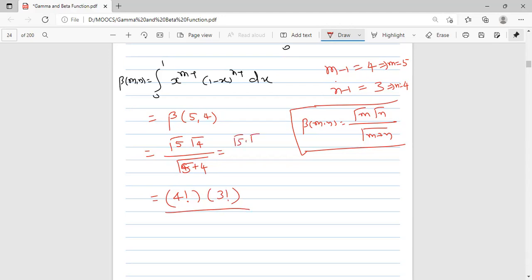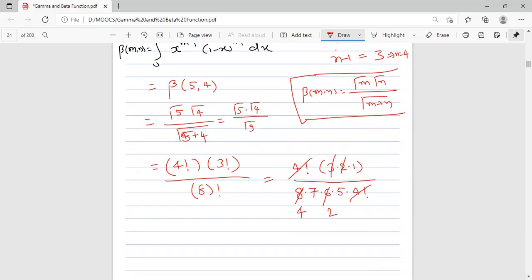Gamma 5, gamma 4, divided by gamma 9. Gamma 9 means 8 factorial. This is 4 factorial, 3 factorial divided by 8 factorial. Now 3 factorial means 3 into 2 into 1, whole divided by 8 factorial, which is 8 into 7 into 6 into 5 into 4 factorial. The 4 factorial cancels. Here this is 3 and here is 2, and here we have 4.